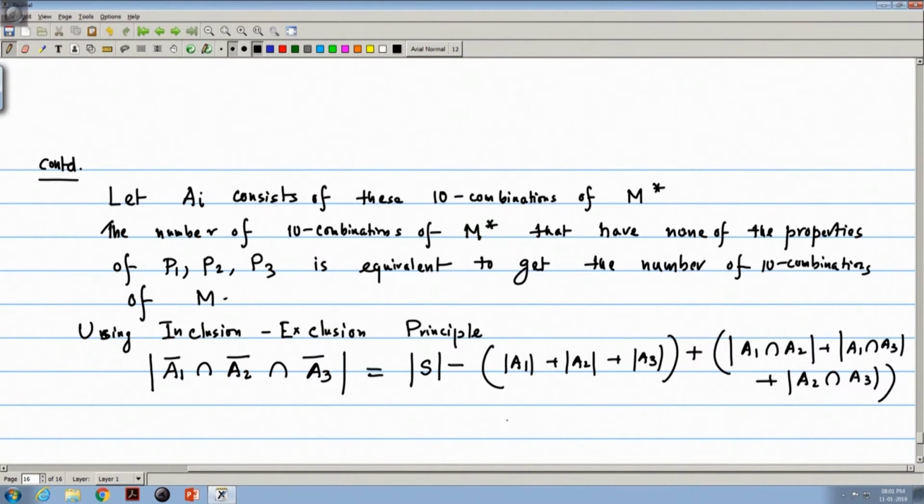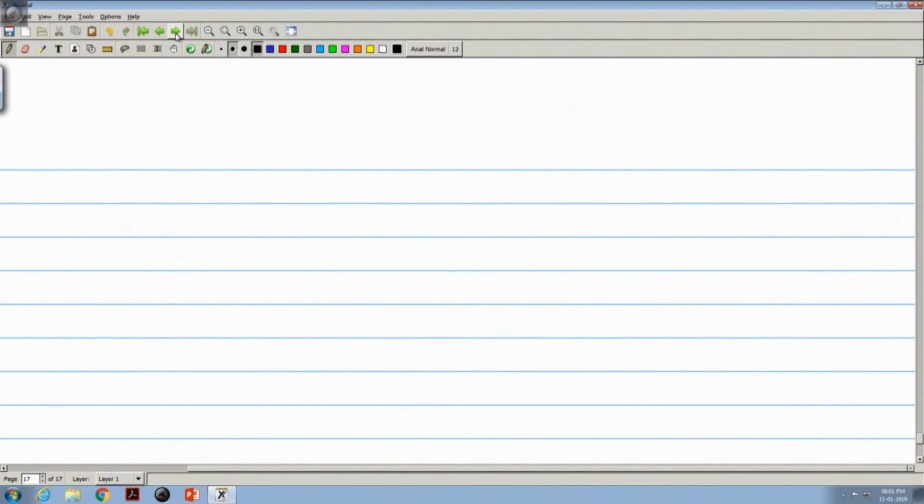Then I have another, that all 3 together I have to take, that is A1 intersection A2 intersection A3. This is our inclusion exclusion principle. Now, we have to compute all the values.